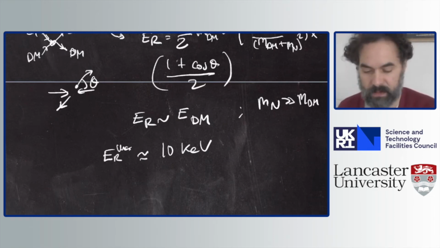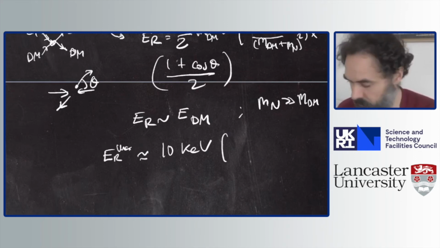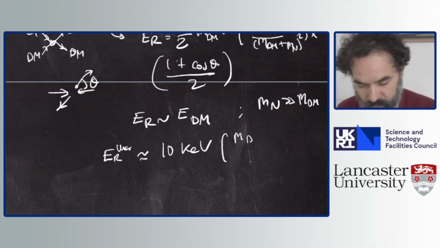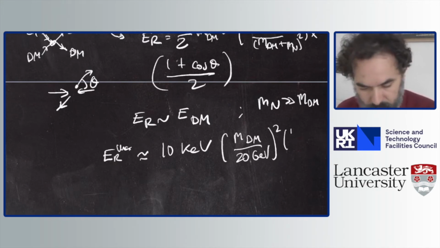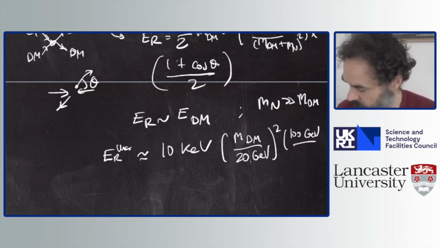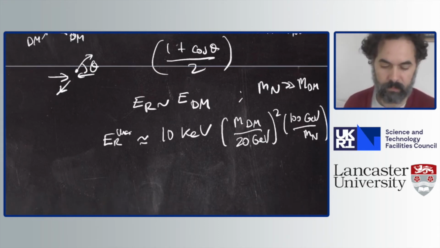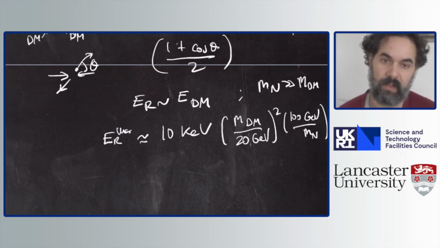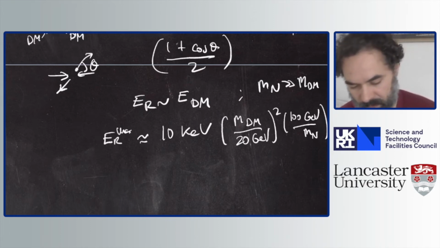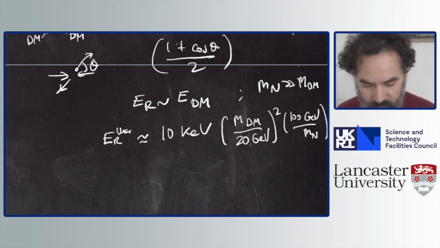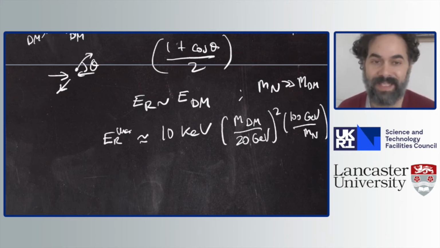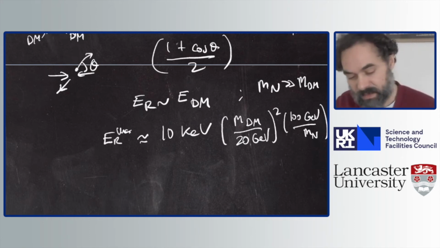In this case, you can simplify this formula up there and understand that the maximum recoil energy that you can have in this event is simply given by these numbers. So this is a typical energy of a nucleus of like 80 or 100 nucleons, and dark matter around the GeV scale is going to generate a recoil energy of 10 kiloelectron volts. Why is this 10 kiloelectron volts important?